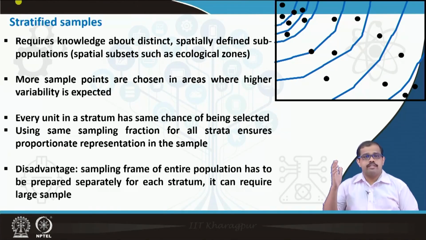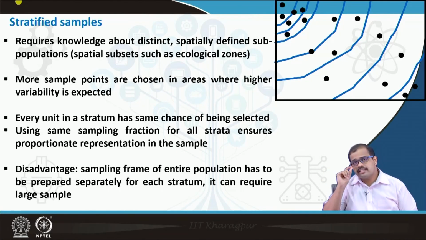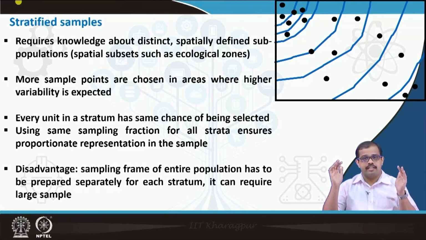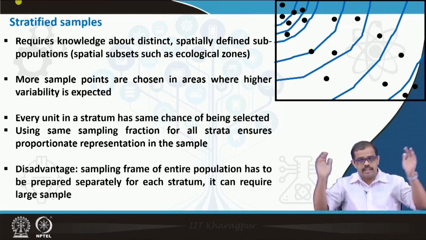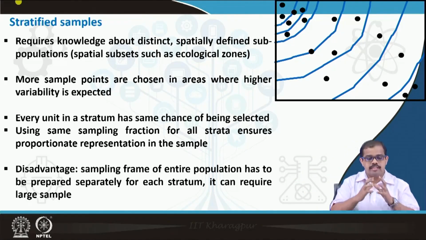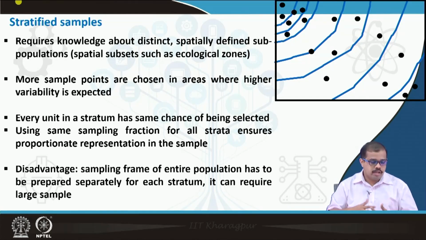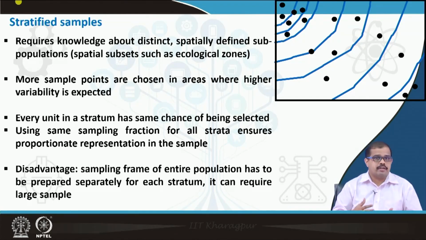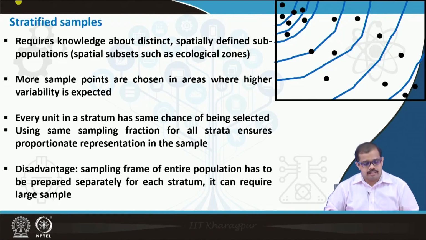But how you actually remove this bias is by using stratified sampling. It is very important to understand that it requires knowledge of the distinct spatially defined subpopulations in the entire data set. You should know what distinct subgroups are there, how distinct they are, and what kind of knowledge you need. If you do not understand that, then you cannot do stratified sampling. Instead, it is rather better to do strategic sampling.